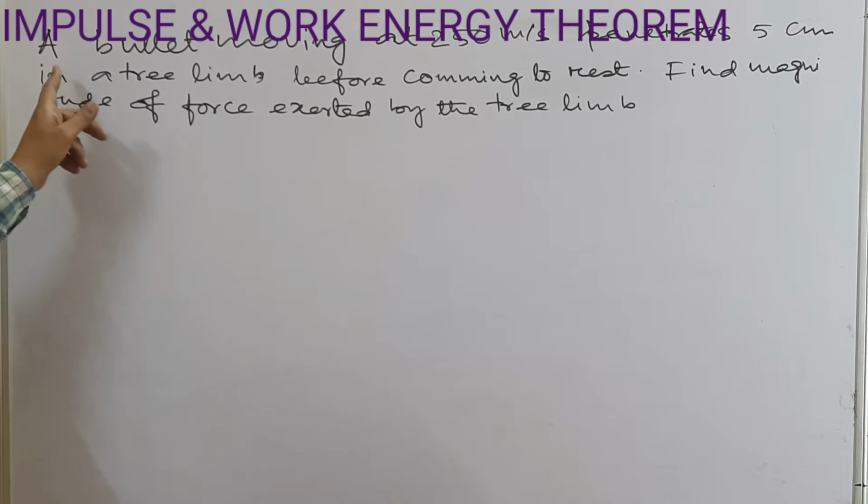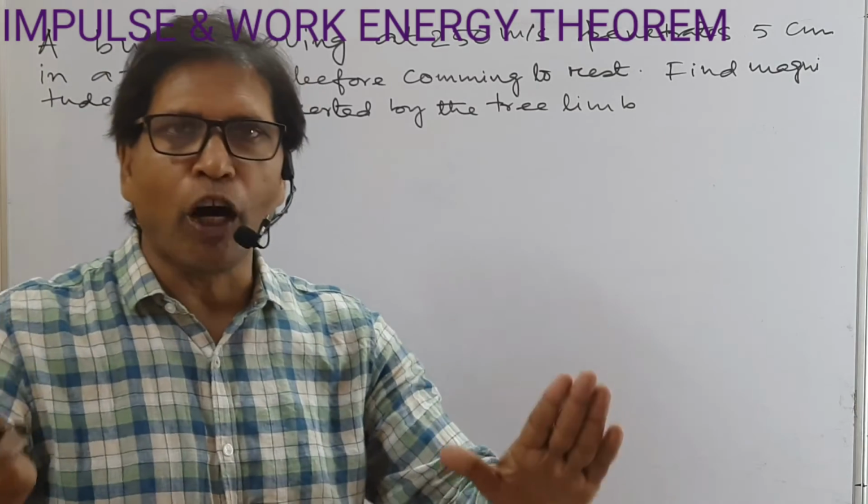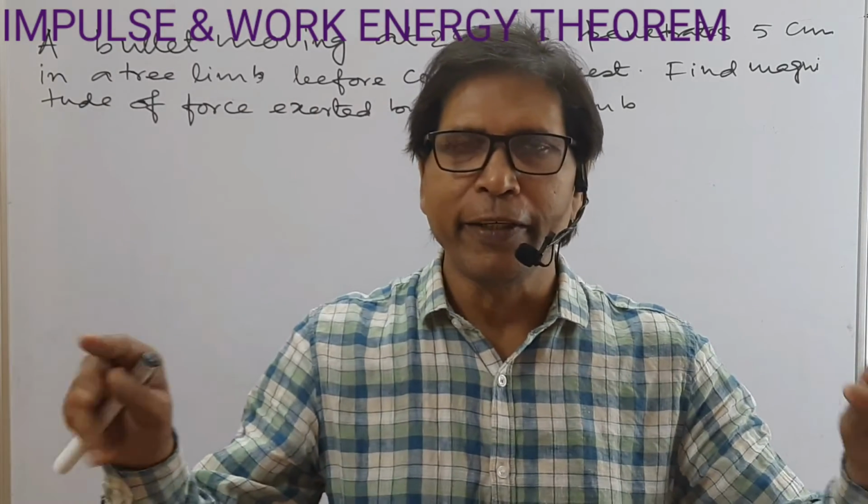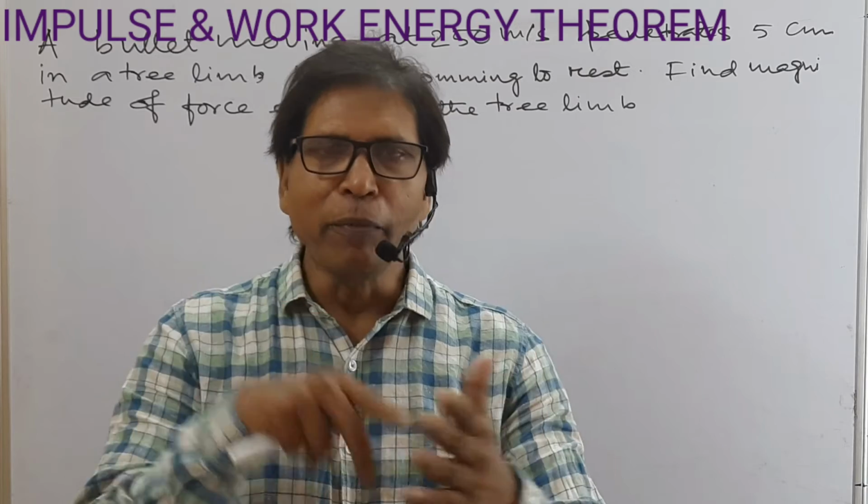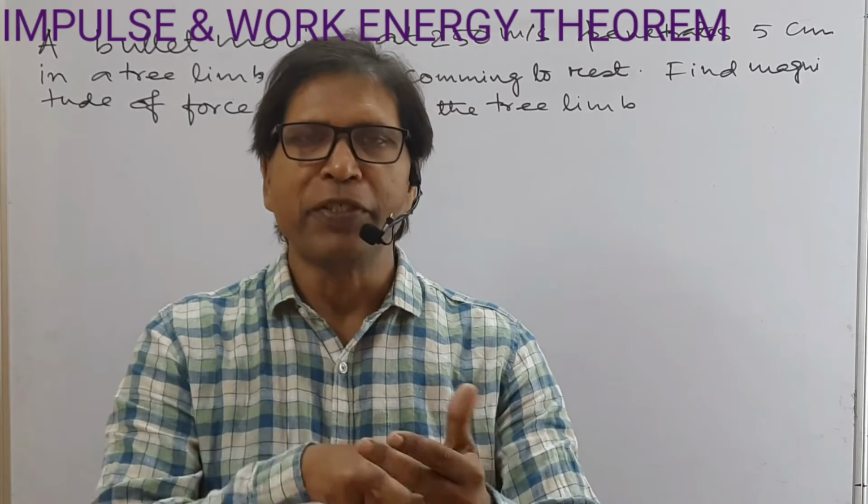Look at this. A bullet moving at a speed of 250 meter per second penetrates the limb of a tree by 5 centimeter.